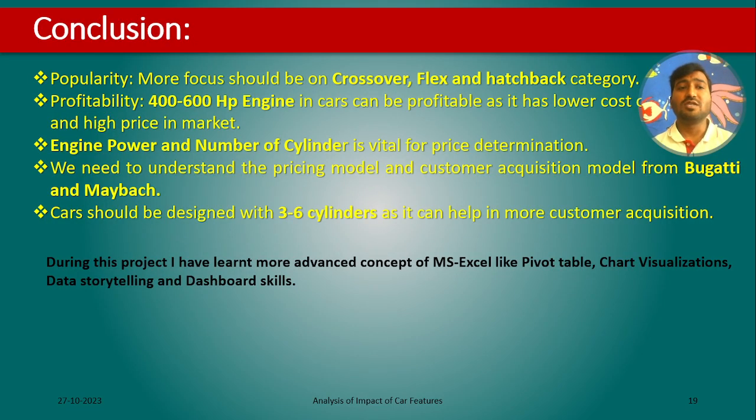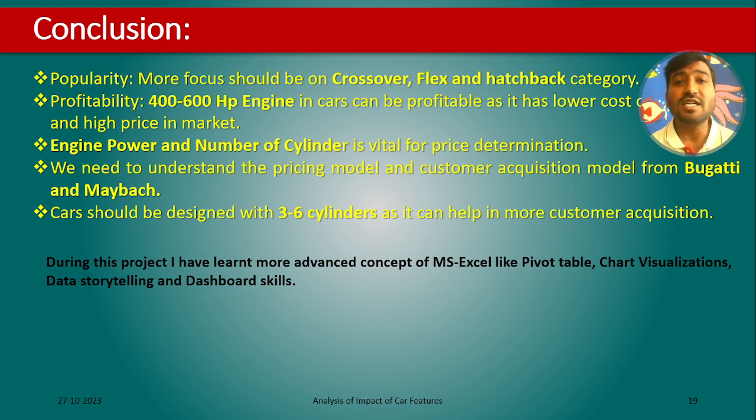Now coming to the conclusion. Based on the popularity, more focus should be on crossover, flex fuel and hatchback categories. To follow the profitability, we need to follow the engine HP between 400 to 600, as it has a lower cost of production and high price in the market. Engine power and number of cylinders are vital for price determination. So we need to give more focus on engine power and number of cylinders in the car.